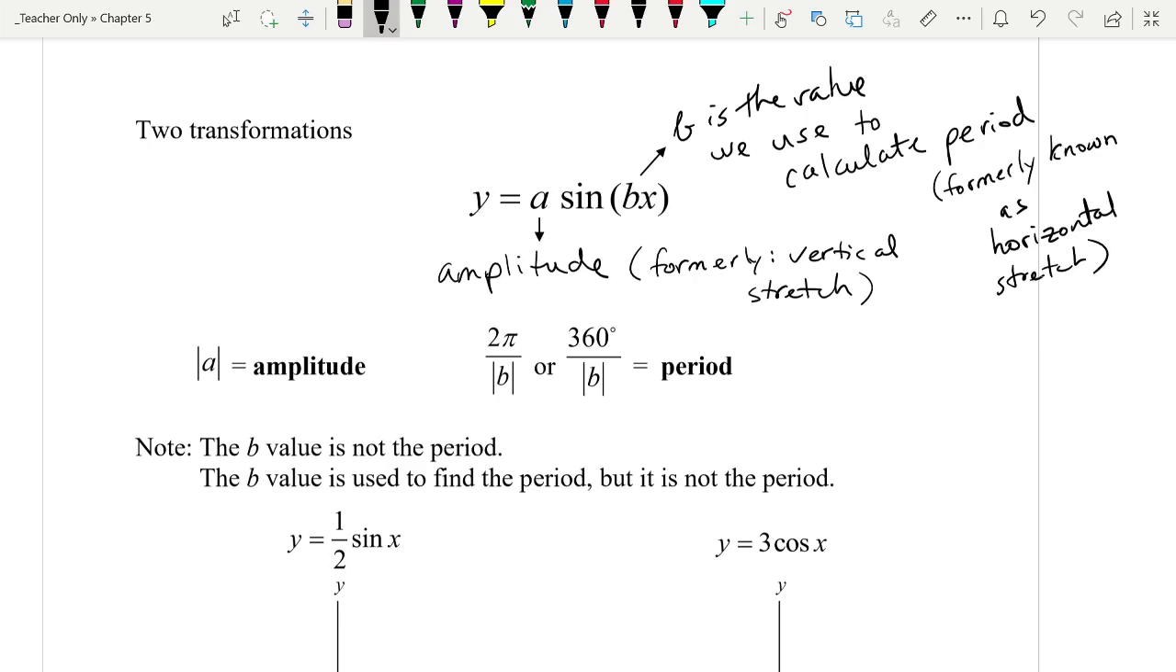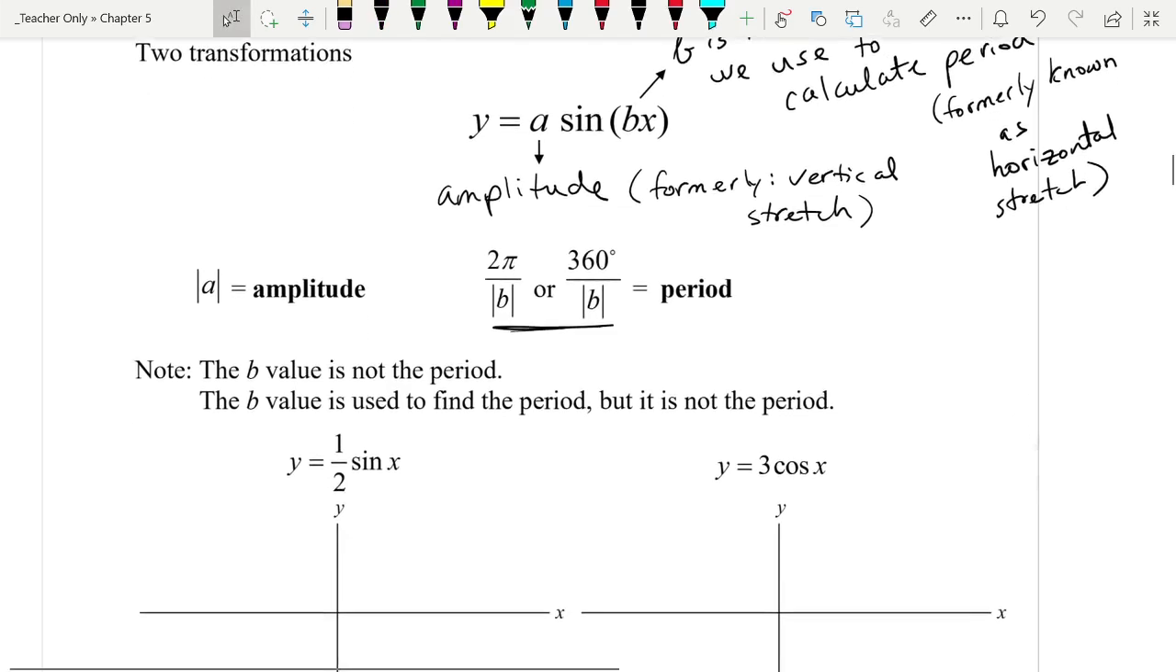Here are the actual formulas for the two letters. Amplitude is just the A value. You take the absolute value of it because amplitude is just a distance on a graph. It doesn't make any sense in this context to call distance positive or negative. And B is used to find the period using these formulas. If you're doing a graph in radians, you'd use the formula on the left. And if you're doing the graph in degrees, you'd use the formula on the right. Notice that B is not period itself. It's used to find period.